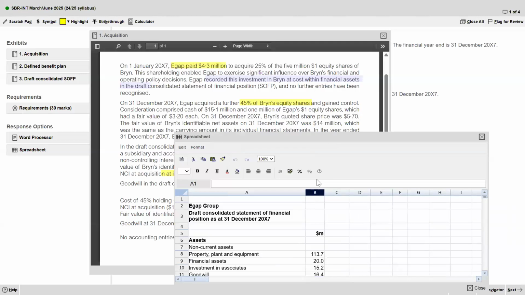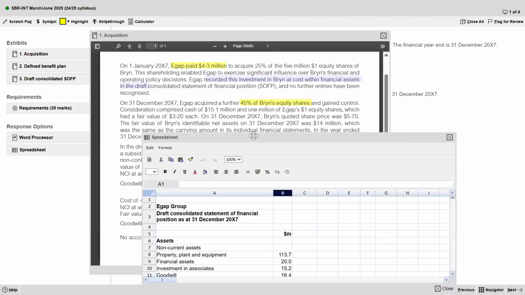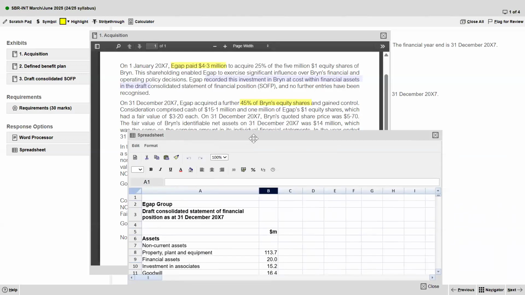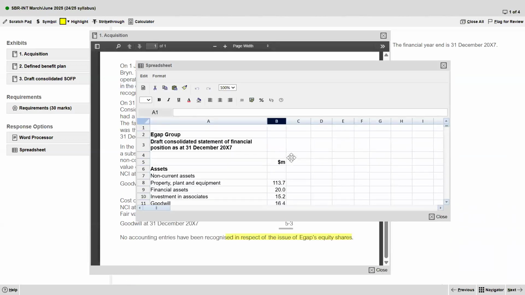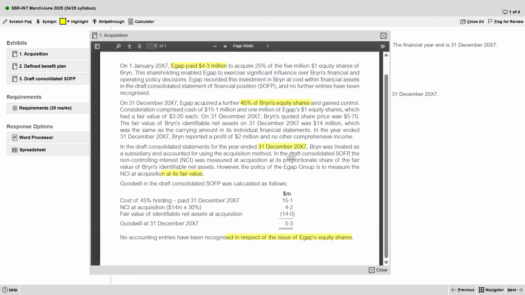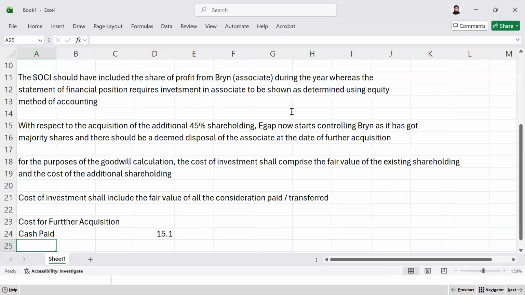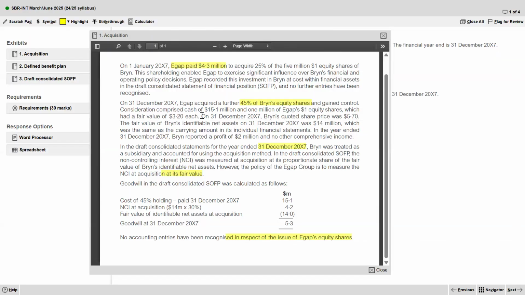In terms of millions. Because had he done the accounting in terms of thousands, I would have worked in terms of thousands. So cash paid is 15.1 million, and 1 million of ICAP's $1 equity shares, which had a fair value of 3.2 each.